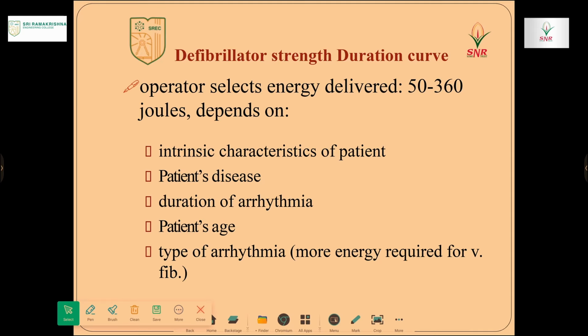So, depending upon the patient condition, we have to select the energy, such as intrinsic characteristics of the patient, patient diseases, duration of arrhythmia, patient age and types of arrhythmia. So, based on these conditions, we have to select the energy from 50 to 360.